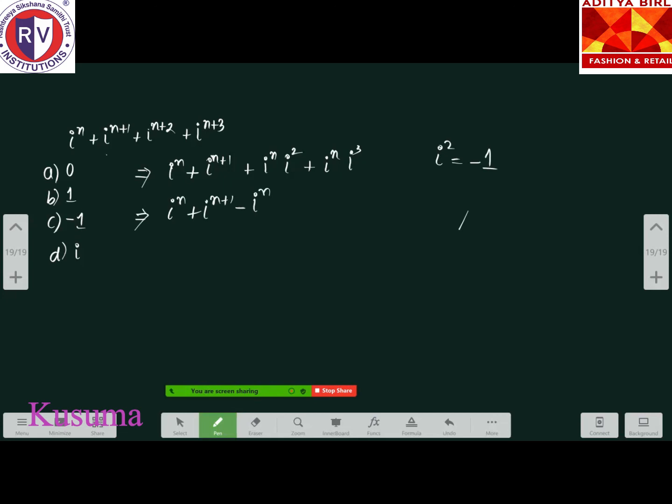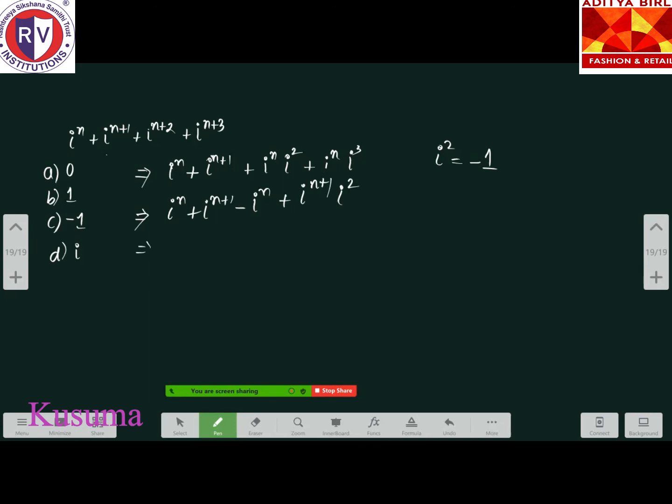So what is further? Okay, let us write this term as i to the power of n. Can we write it like this? So this will give us in total i to the power of n plus 3. Once again, i to the power of n into i, I will write it as i to the power of n plus 1. And what is i square?